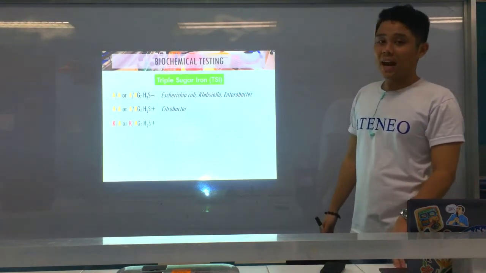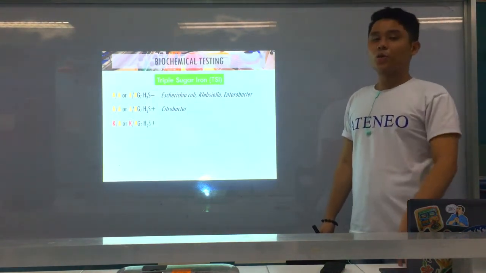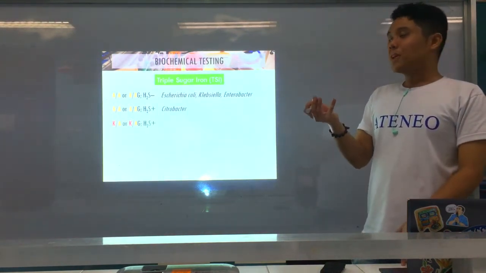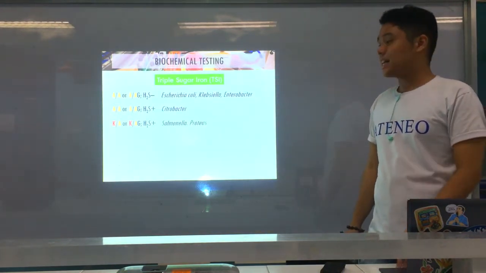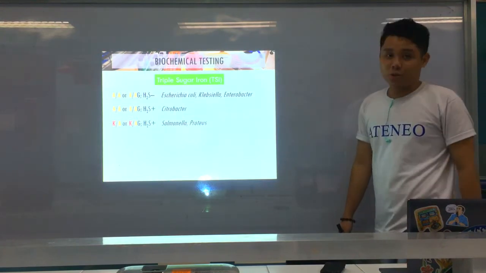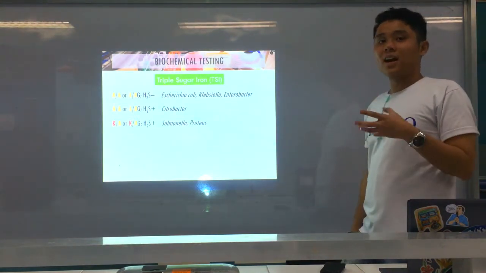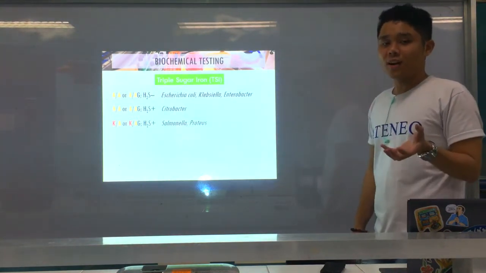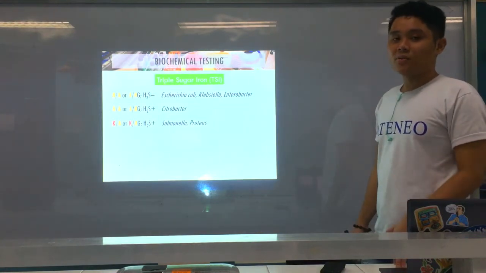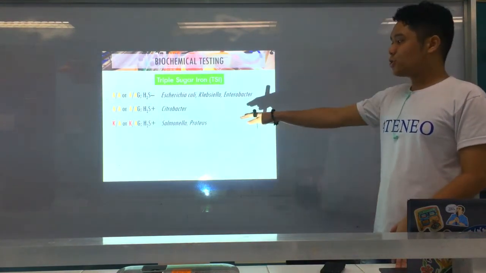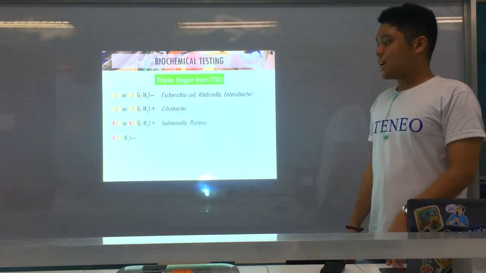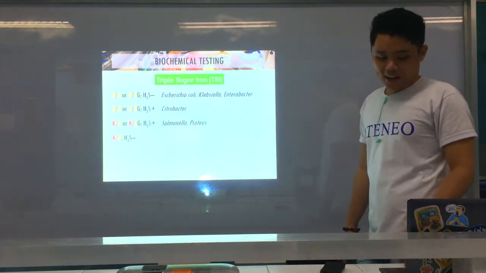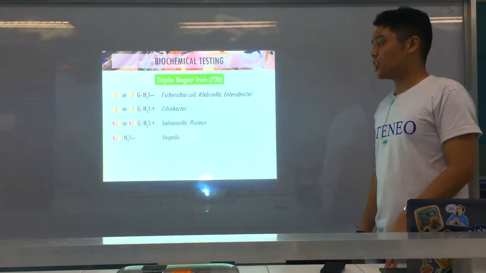Okay, next, K over A, non-lactose or non-sucrose fermenter, but glucose fermenter, with gas and H2S positive, that is Salmonella and Proteus. Because Salmonella and Proteus are non-lactose fermenters, but of course, they are glucose fermenters as they are part of the Enterobacteriaceae. And they also produce H2S, remember, spaced. Okay. K over A, H2S negative.